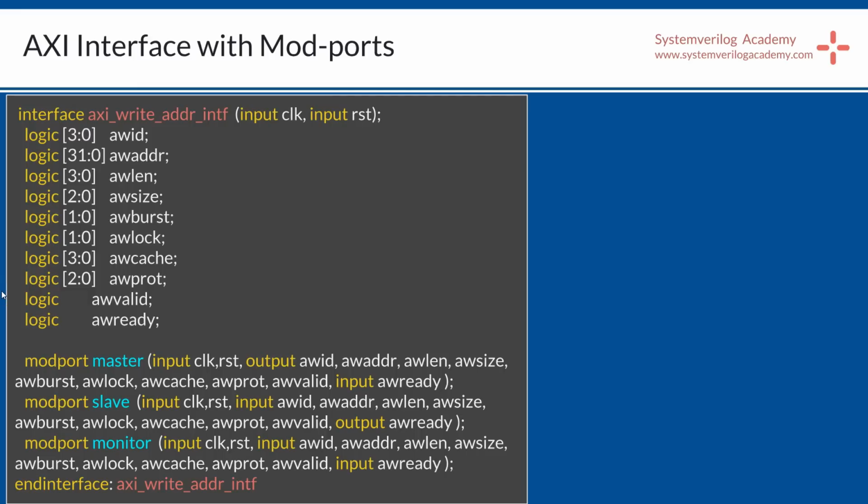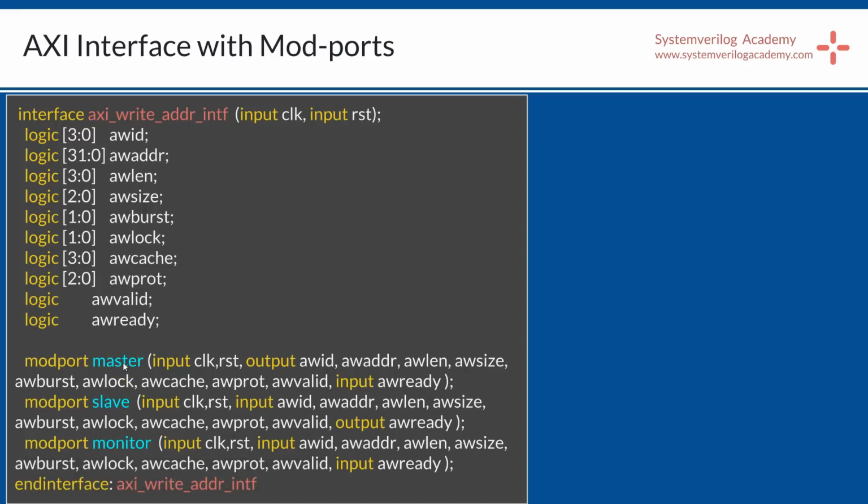Modports. Modport is a direction specification to the signals in an interface. It can be added only within an interface. You can define any number of modports in an interface. Here this interface defines three different modports named master, slave, and monitor. Here, modport is a SystemVerilog keyword, and master, slave and monitor are user-given names to the modports.